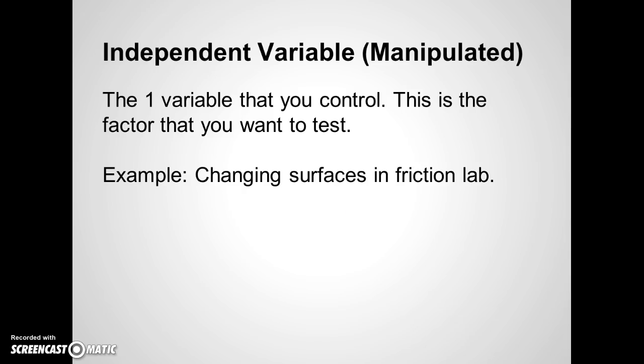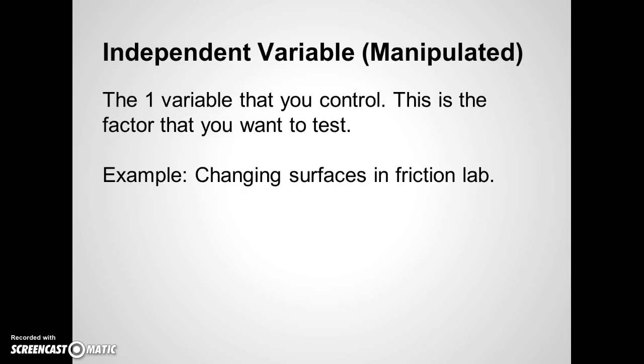Two main types of variables. We're going to work with these in class. There is an independent variable. That's the one that you are manipulating. And then there's the dependent variable. That's going to depend on the independent variable. So independent is the first variable that you're actually controlling. It's the one that you're actually testing to see if it makes any difference.